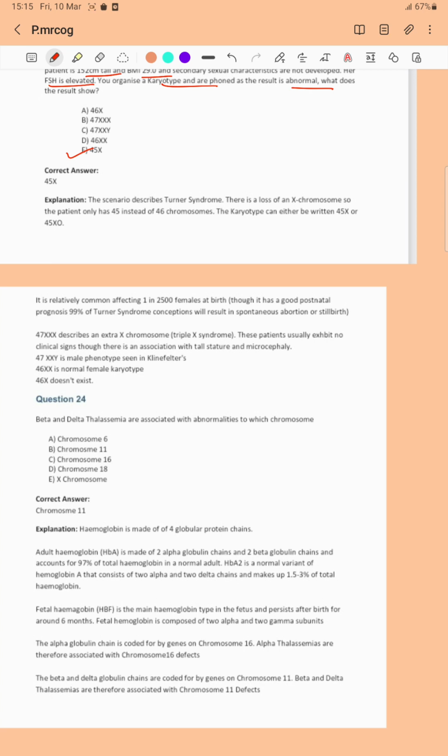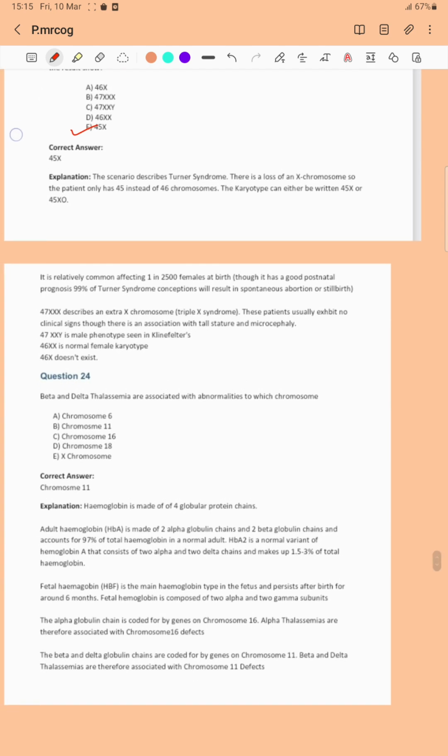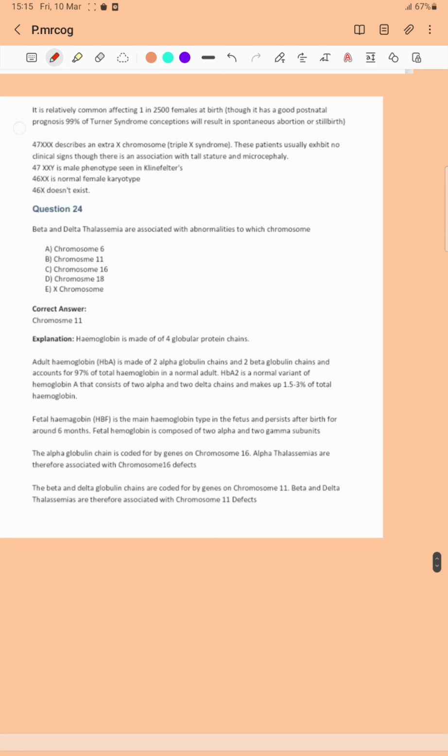And 47,XXX describes an extra X. In triple X syndrome, these patients usually exhibit no clinical signs, though there is an association with tall stature and microcephaly. And 47,XXY is a male phenotype seen in Klinefelter, and 46,XX is the normal female karyotype, and 46,X0 does not exist.